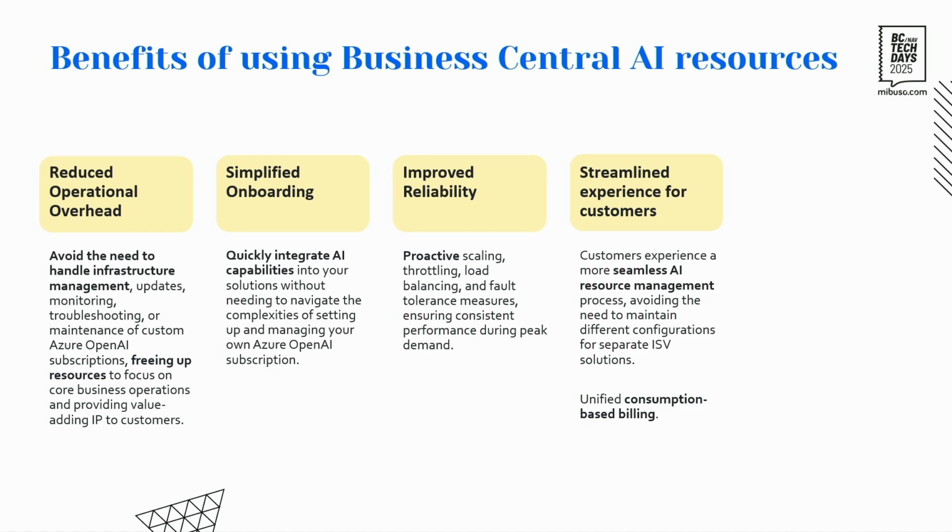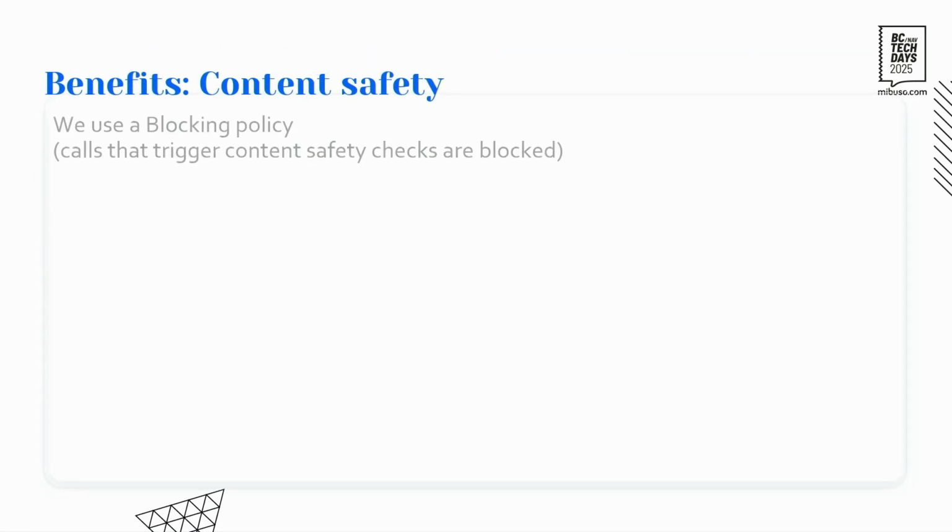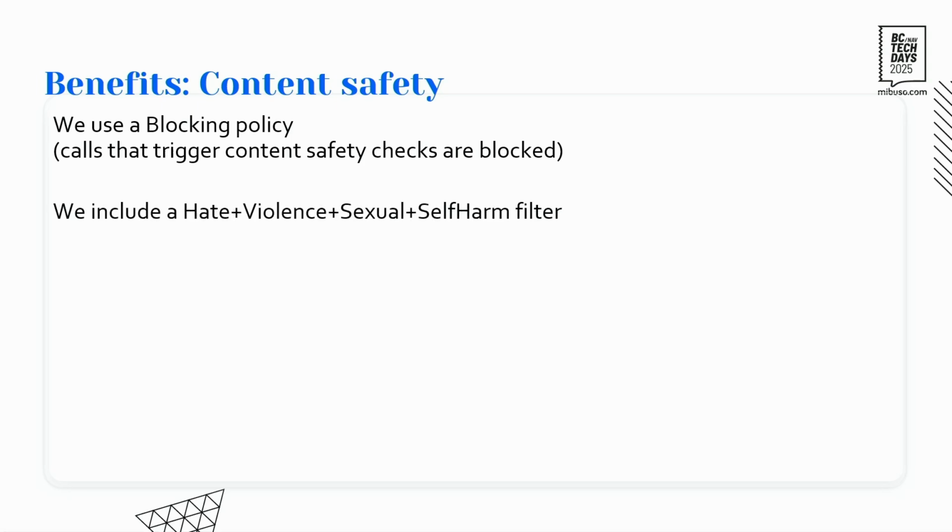It also has the benefit for customers because they can get a single bill basically across ISV solutions. That makes life a lot easier. And then it also helps out with additional compliance in security and privacy, etc. We will take care of that. And especially on content safety, we will have blocking policies enabled. We will also include some sort of systematic prompt for harms, hate, violence, sexual and self-harm filters.